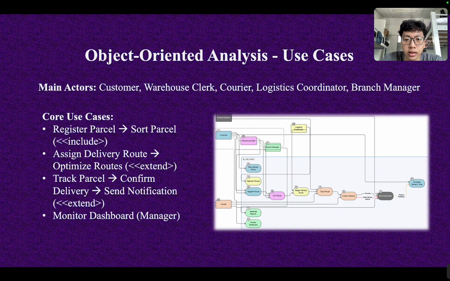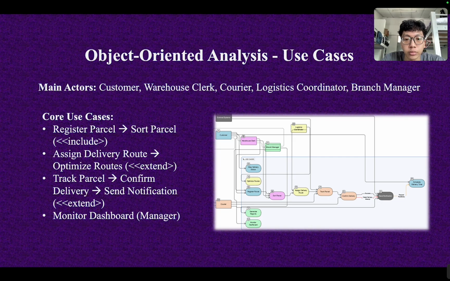Now that we have covered the requirements, let's look at how the system actually functions in our use case analysis. For our analysis, we identify five main actors: the customer, warehouse clerk, courier, logistic coordinator, and branch manager. Look at our core use cases: registering and sorting. When a clerk registers a parcel, the system automatically includes the sort parcel function. Smart routing. When a route is assigned, our system uses an extended relationship to optimize the route using AI.